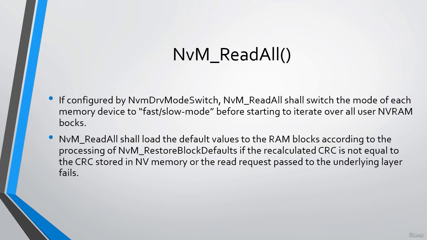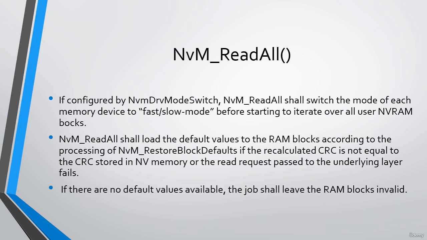Now, NVM read all shall load the default values to the RAM block according to the processing of NVM restore block defaults. For example, if the CRC calculation is configured and the calculated CRC does not match, then by processing the NVM restore block defaults, we will be able to load the default values. That is about restoring block defaults when the CRC is not matching. This is all happening at NVM read all time. Now, if there are no default values available, then the job shall leave the RAM block invalid. So it will set the RAM block as invalid.